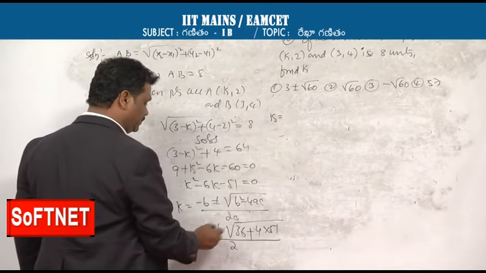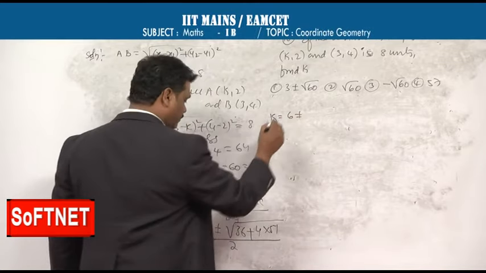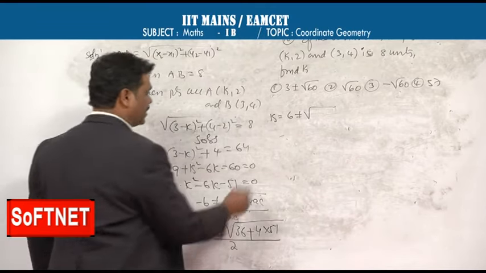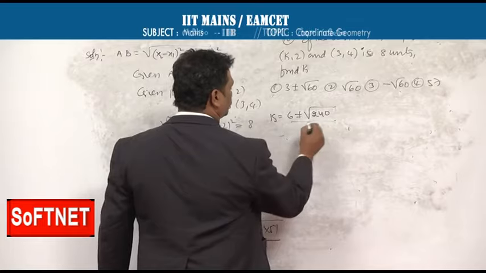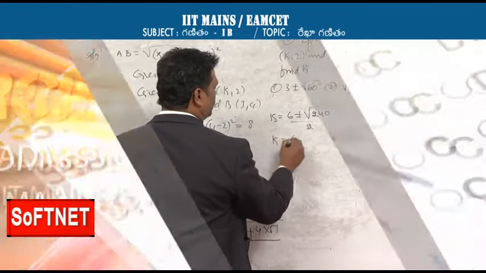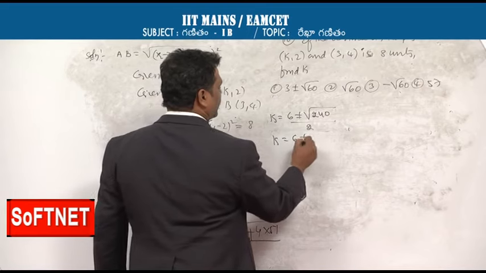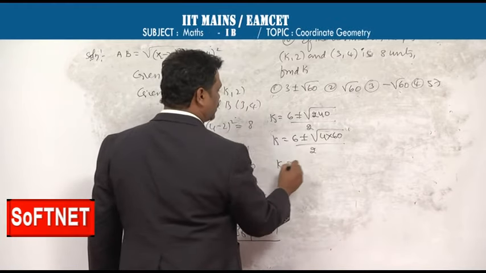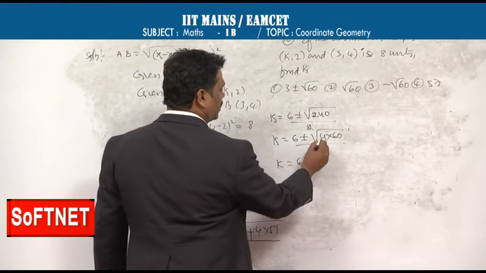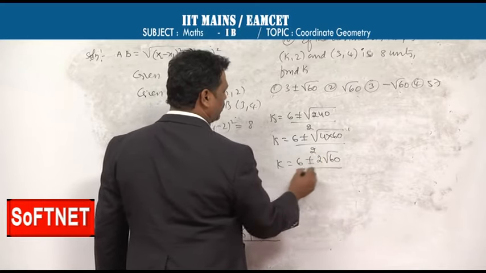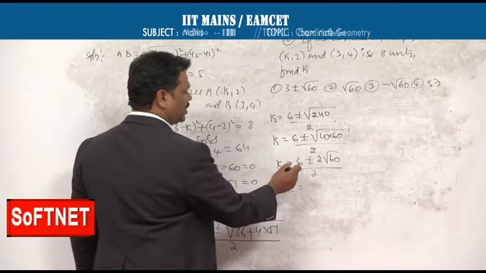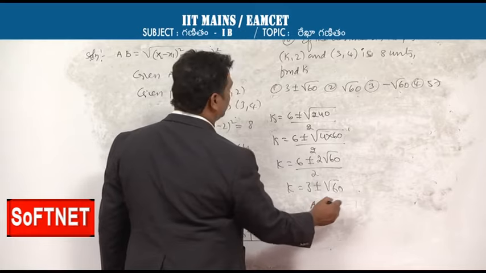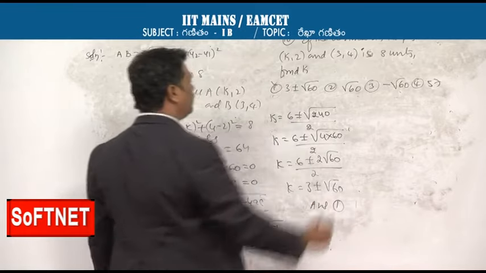So here k equal to 6 plus or minus under root of 51 into 4, 204 plus 36, 240 by 2. So k is equal to 6 plus or minus root 240, it can be written as 4 into 60, by 2. So k is equal to 6 plus or minus, root 4 means 2 root of 60, by 2. So here 2 is taken common, k is equal to 3 plus or minus root 60. So the option is 1, 3 plus or minus root 60.